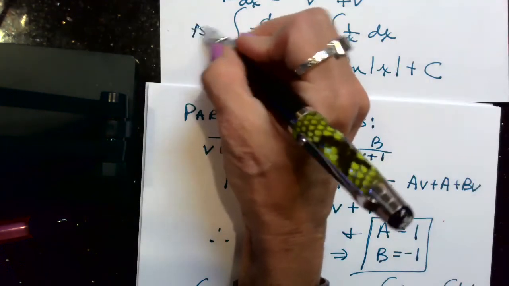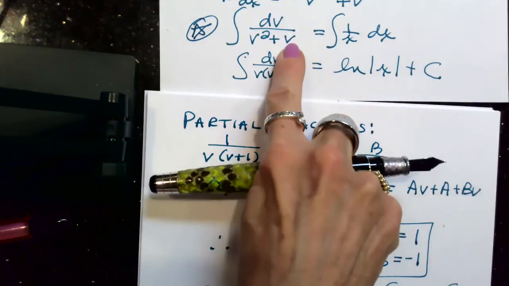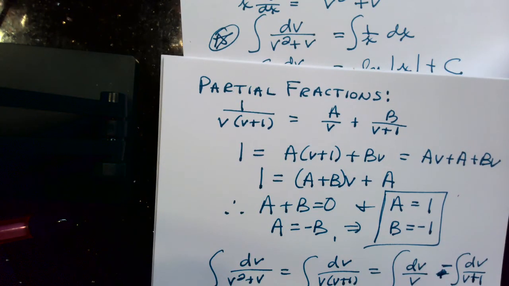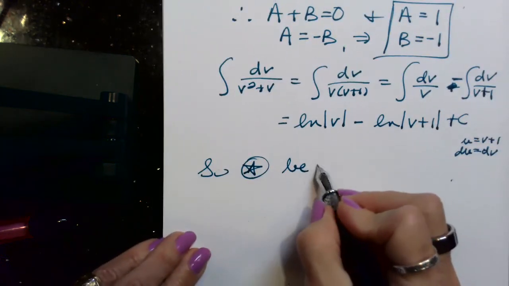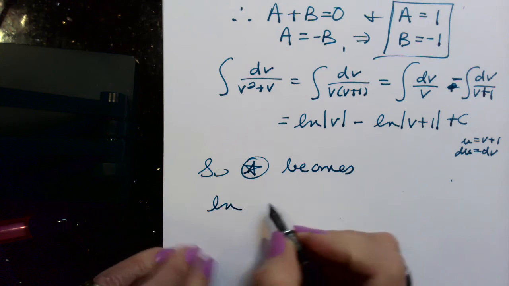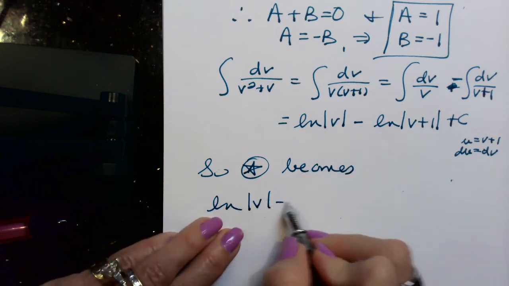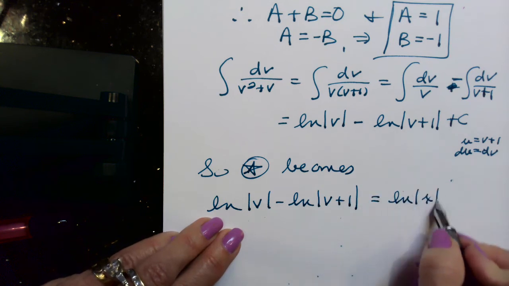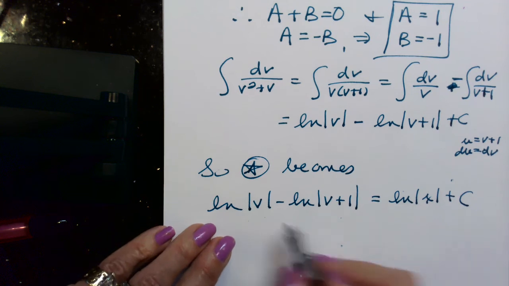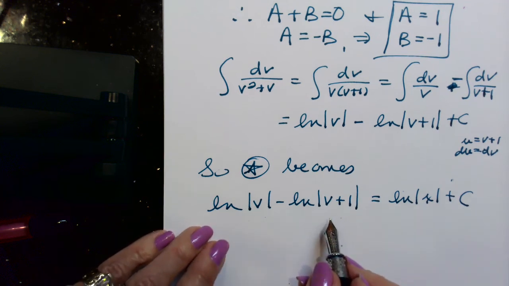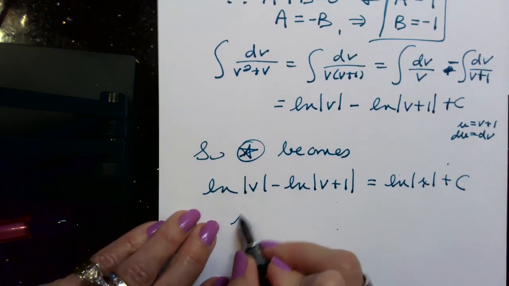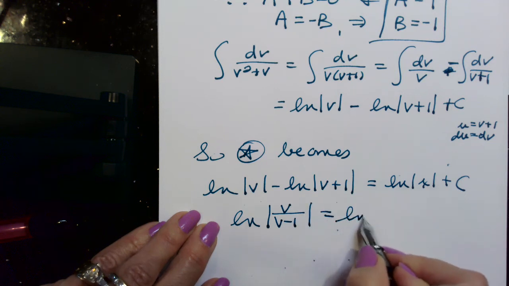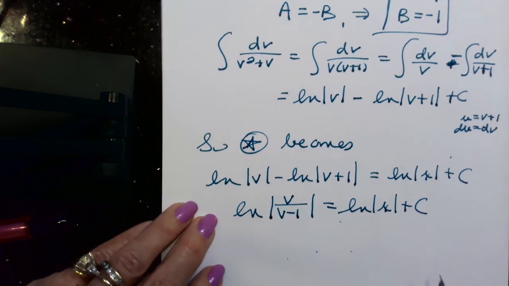Okay, so going back to this equation right here. So star becomes ln of v minus ln of v plus 1 is ln absolute value of x plus c. Okay, now notice, now we have to solve for v. So you really need all of your algebra skills too. So this is ln absolute value of v over v plus 1 is ln of x plus c.